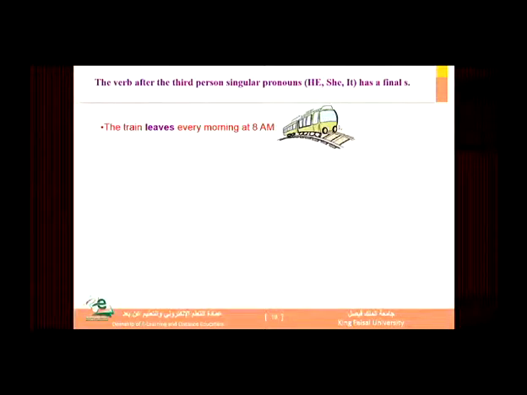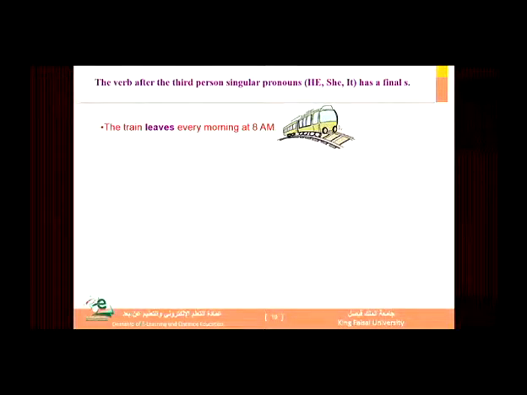Now these are some examples showing that the verb after the third person singular pronoun he, she, it has a final S. Look at this sentence. We say the train leaves early morning at 8 o'clock. So the verb that we have here is the verb leave.